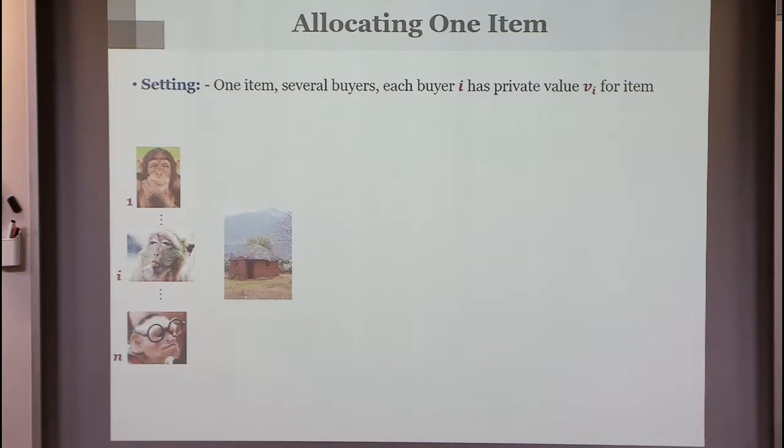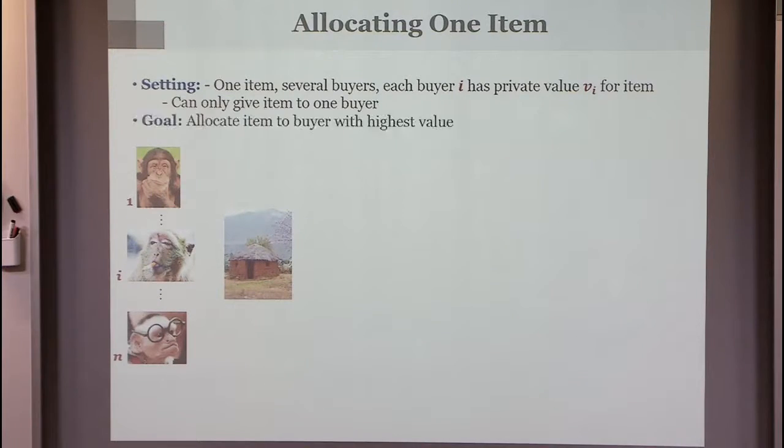So the setting is you have n bidders and 1 object. Each of the bidders or buyers has a value vi for the object, and these values are private. The item can only go to 1 of the bidders. You cannot split the item. And your goal is to allocate the item to the buyer who values it the most.